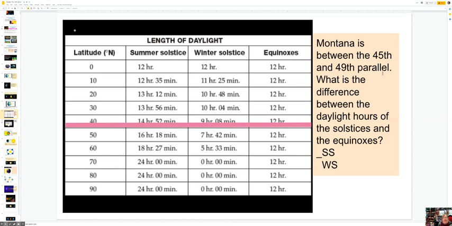And so when I ask you what is the difference between daylight hours of the summer solstice and the equinox, kids, you're going to take this subtracted from this, okay? You're going to take this subtracted from this. Now, obviously, kids, you're going to have to go the other way. So you're going to have 12 minus 9 hours and 8 minutes, okay?